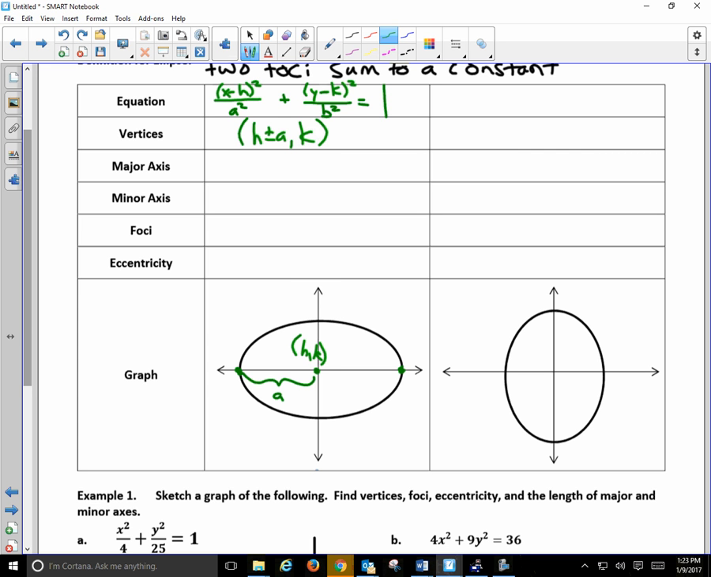Anybody want to guess how far this one would be stretched vertically? B. So the major axis is the length between the two vertices. How far do you think that distance is? Not a squared, but 2a. Minor axis is how far it's stretched the other way. To b or not to be.